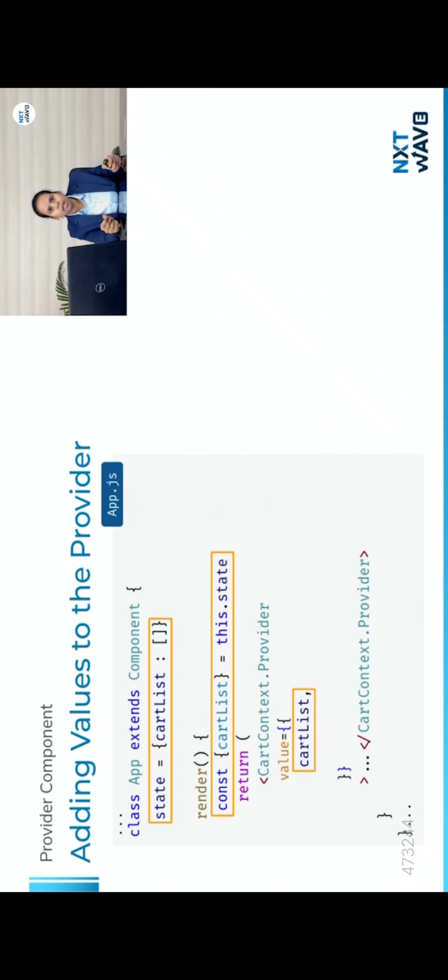Next, we have to maintain this cart list in the state. You can see that we are maintaining the cart list in the state. Currently it is empty. Then we are accessing this cart list in the render method, and we are providing that as a value to the provider. Clear? Okay, so let's do these steps now. We understood that we have to maintain the cart list in the state, right? So we understood the flow there.